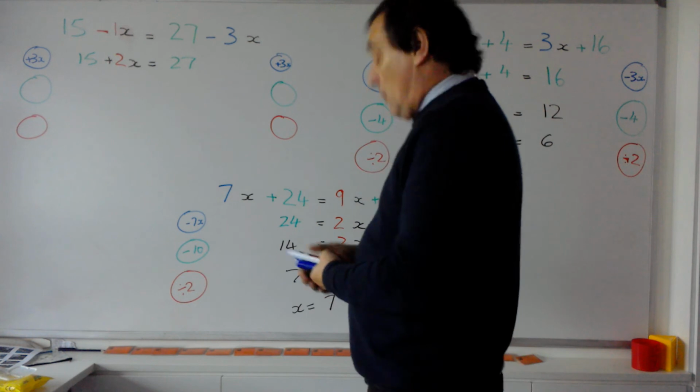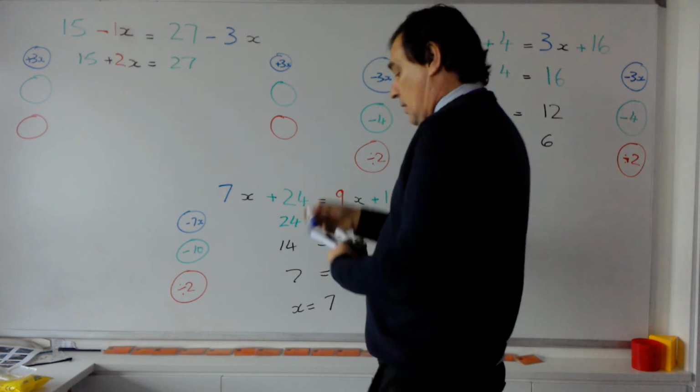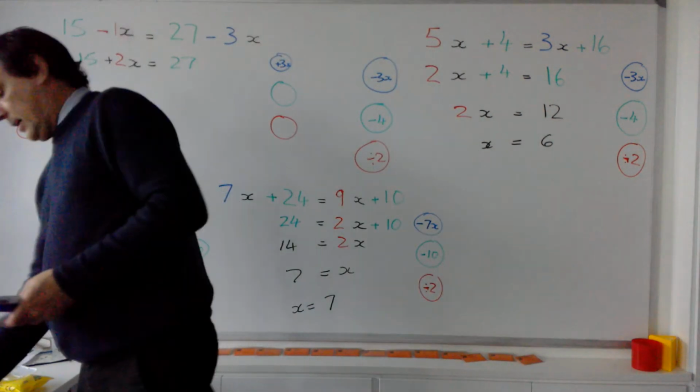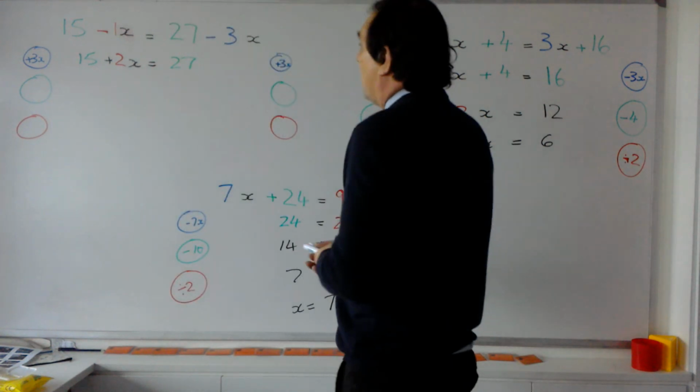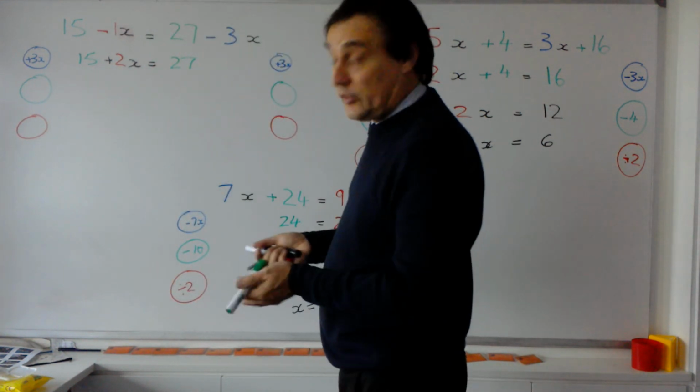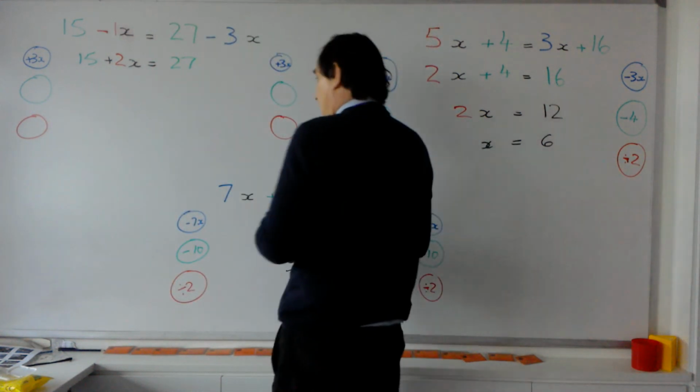Okay, almost home and dry now. Blue pen, put the blue pen away. Got the green stage now. So we've got 15 plus 2x is 27. So I'm going to have my 2x here.